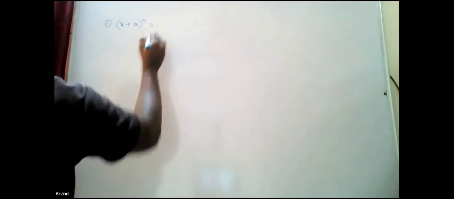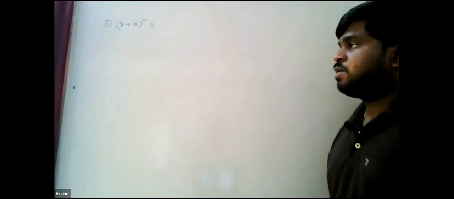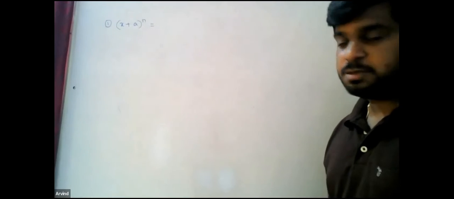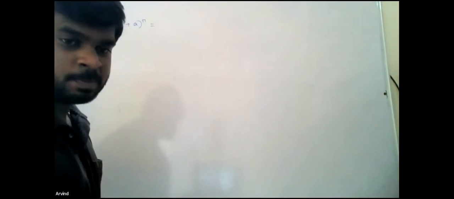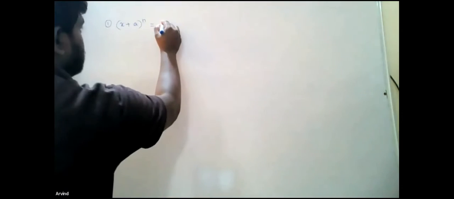Okay, students, let's start with the binomial theorem. So the first thing is the expansion, isn't it? Could you give me what x plus a whole to the power n is given by? Using the binomial theorem, x plus a whole to the power n can be written as what? Janavi and Smita, what will be the formula? I hope you remember this.